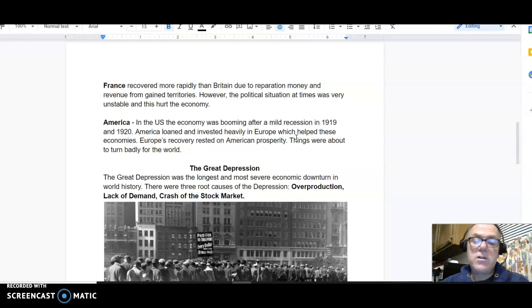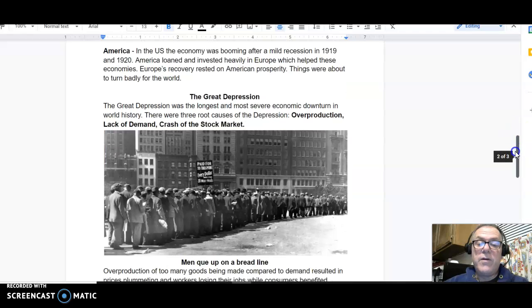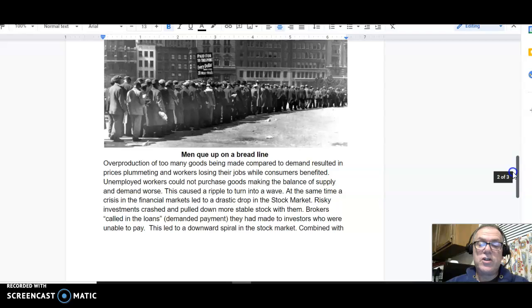The problem is that Europe's recovery rested on American prosperity, and things were about to turn very badly for the world, because you have the Great Depression that starts in 1928, 1929, and it's caused by a number of things. There are three major causes. You have overproduction and a lack of demand, and then the crash of the stock market. So overproduction: American factories were just churning out stock.